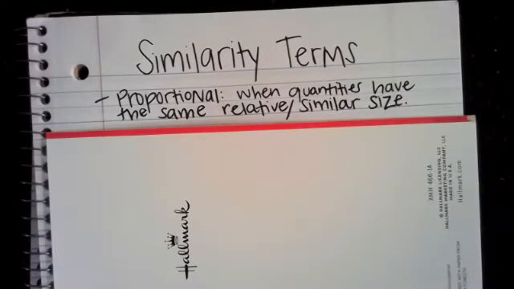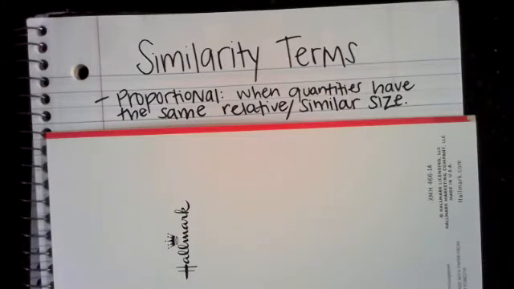Hi, everybody. In this video, we are going to talk about proportions and in particular, how they apply to some aspects of geometry. So the first vocabulary word that's really important is this word proportional. When we say that something is proportional, we are describing when quantities have the same relative or similar size.